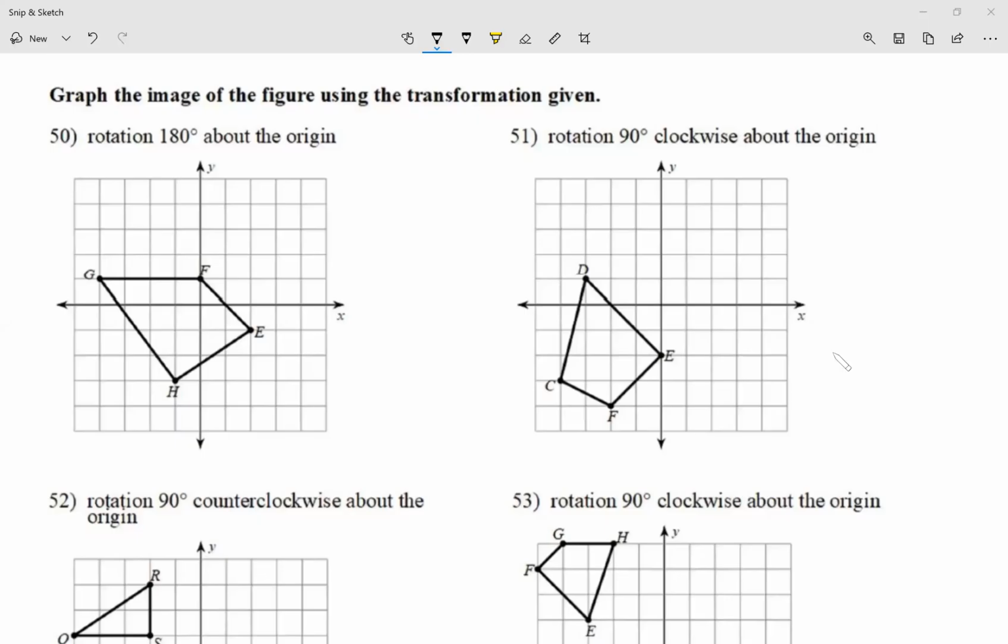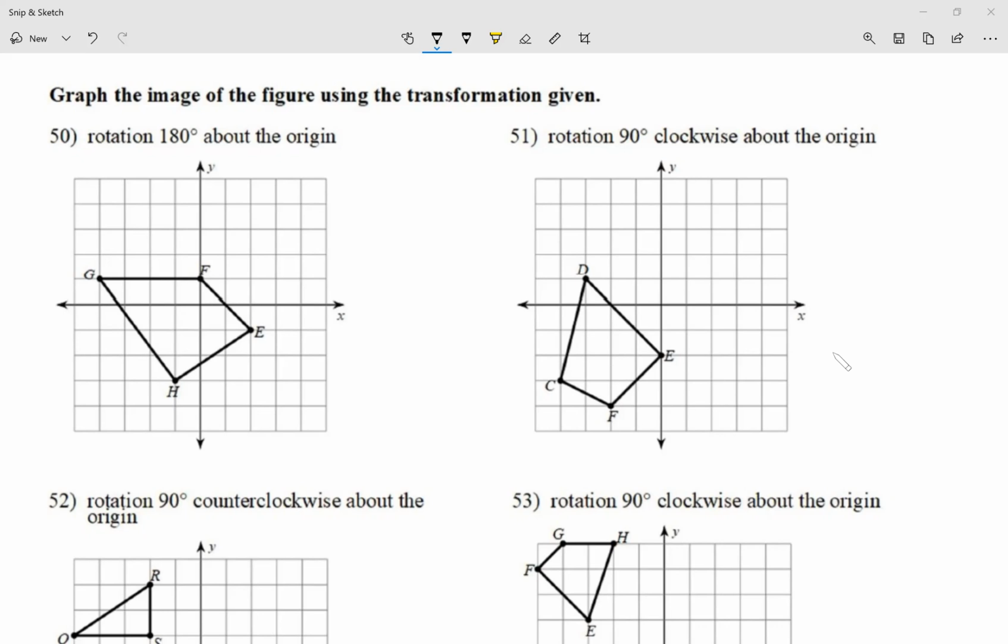Now, our last transformation that we're going to cover is called rotation. So far we covered 3 transformations, right? Remember translation, dilation, and reflection. Now we're going to do rotation.